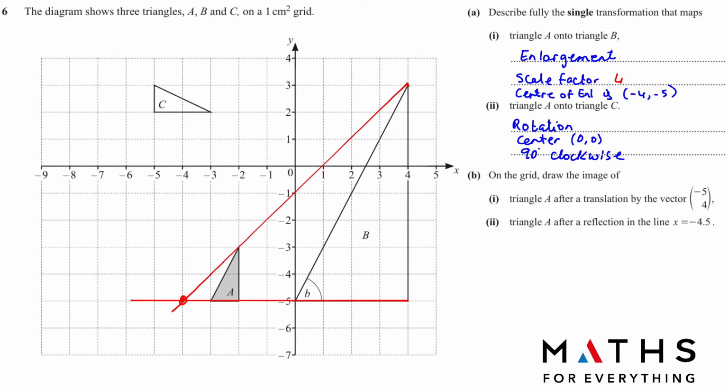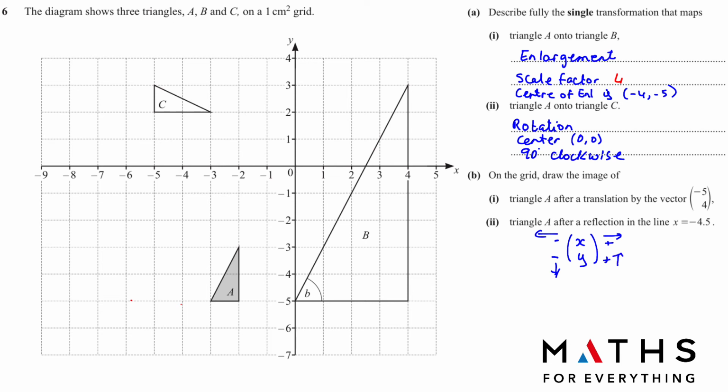Part B, we have on the grid draw the image of triangle A after a translation by the vector (-5, 4). Before we do that, let me explain to you. In column vector, the top number represents x and the bottom y. If it is negative, it means your point will move to the left. If it is positive, it will move to the right. If the bottom number is negative, we shift down. If it is positive, we shift up.